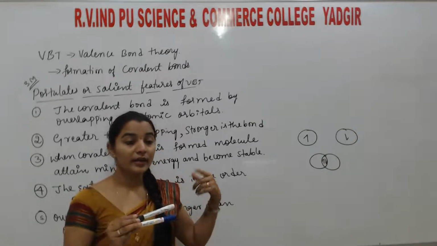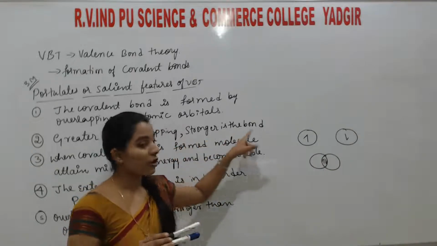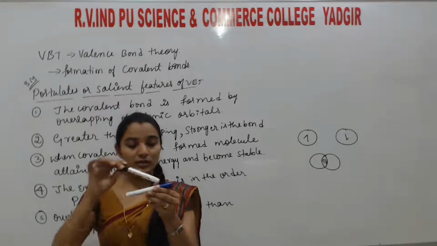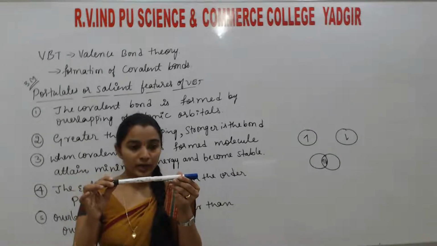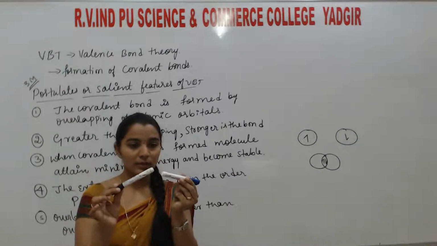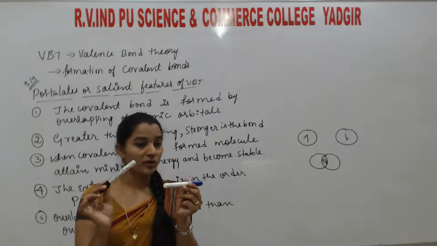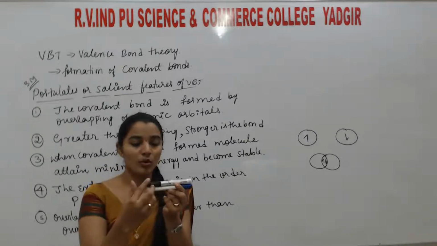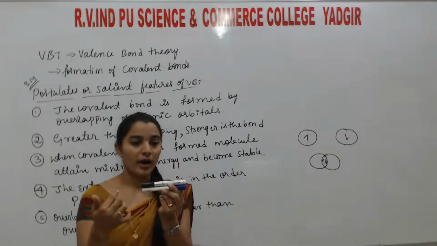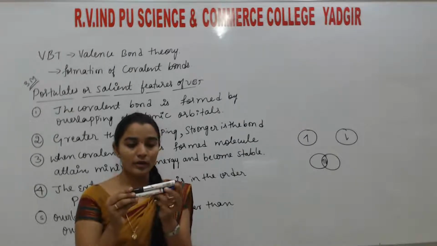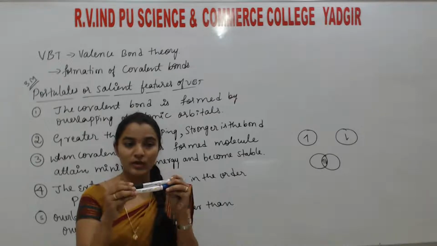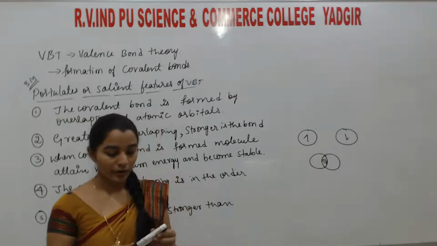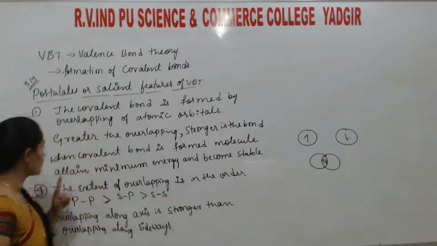Greater the overlapping, stronger is the bond. This is the surface: if it is overlapped only at this point, then we can easily break the bond, meaning the bond is not strong. If the overlapping is more and covers the complete orbital, then the bond distance is less, so it requires more energy to break the bond. Understand? That is one concept.